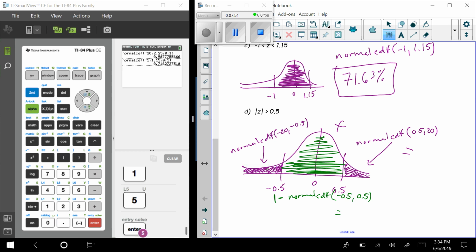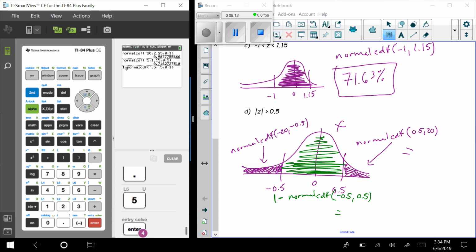I also could just take one of these and then double it, okay, because it's symmetrical. They have to be the same. All of these type of things should work out perfectly. It's up to you how you want to do it. Me personally, I think I'm going to do the 1 minus version. So here I want the -0.5 to 0.5.